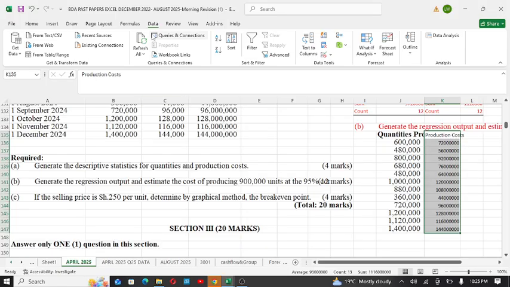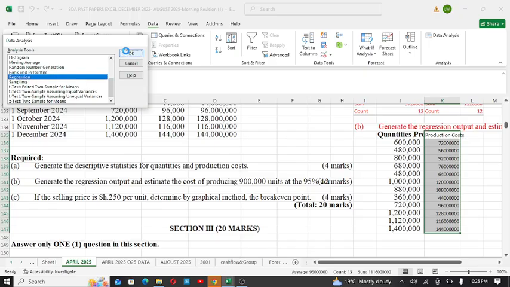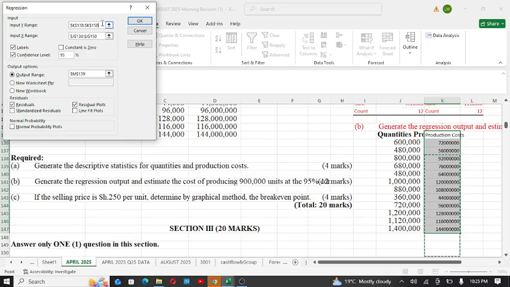So just come into data, then data analysis. Then now they want regression. Look where there is regression. And regression, we have regression here. Then you can click OK.